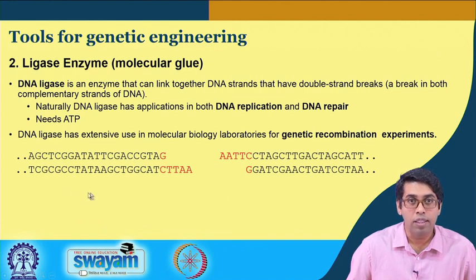Here is an example. Let us say this is one particular DNA that comes from some source, and this is another particular DNA that comes from a different source. Both have been processed by the same restriction enzyme, so that both have the exact same sticky end. You can see that this TTAA will easily base pair with this AATT, but even if they form a base pair, there will be no covalent linkage between this G and this A and this A and this G. To make that happen, we will use a ligase enzyme.